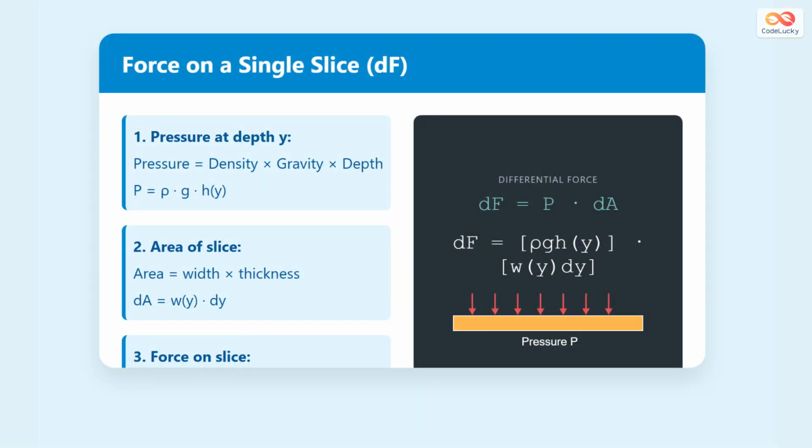Now let's focus on just one of these thin slices at a specific depth y. The pressure on this strip is ρ times g times the depth at that point, h of y. The area of the strip is the width at that point, w of y, multiplied by the thickness dy. By multiplying this pressure by the area, we get the differential force, dF, acting on just that single slice.